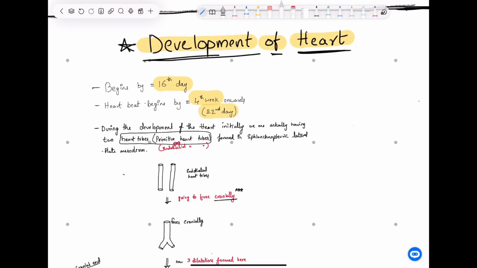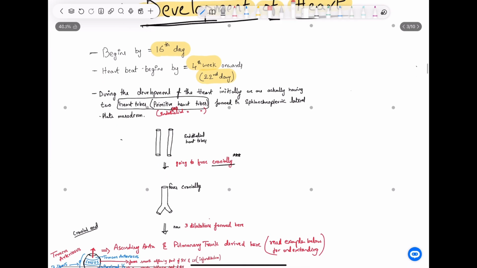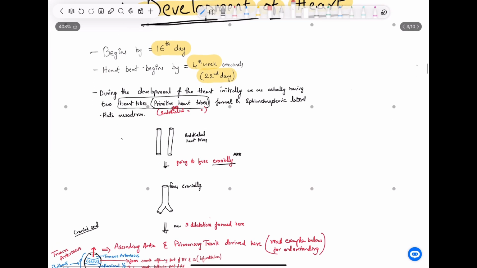Okay, welcome back. So today we are going to talk about the development of the heart. Where to start? The development of the heart begins by the 16th day, and the heartbeat begins by the fourth week. That is the 22nd day. Okay, and during the development of the heart, initially we are having two heart tubes.